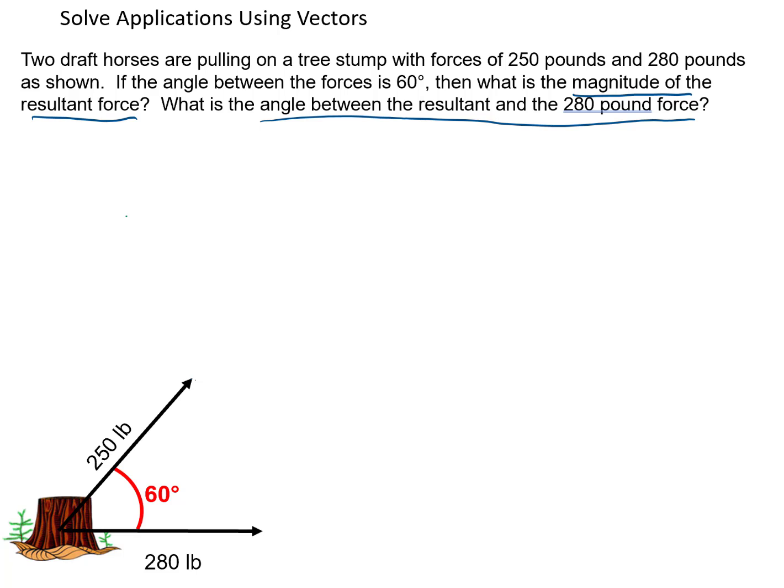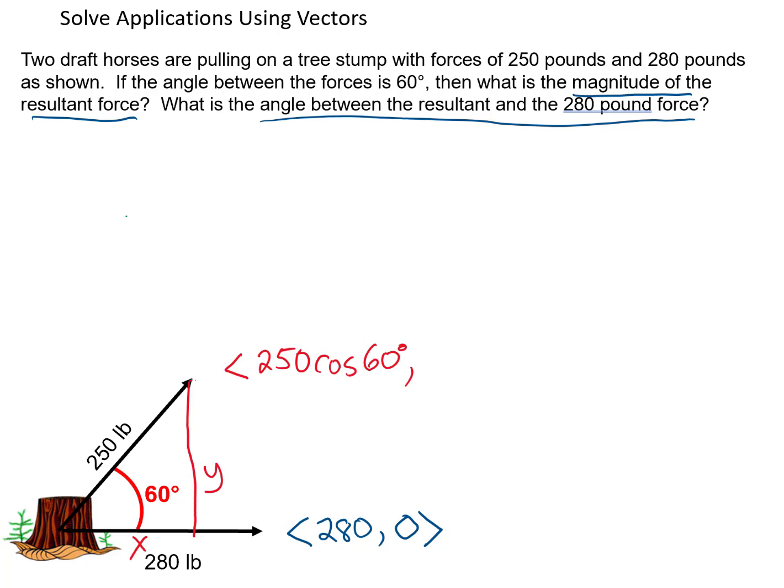If we started down here with the 280 vector, 280 is all going in the x direction and nothing is going in the y direction. So that one's pretty easy to do. Now, if we want to know it for the 250 pound, we can just drop down a perpendicular line, and this is x and this is y, and we see that cosine of 60 is x over 250, and we can solve that for x, and we're going to get 250 cosine of 60 degrees.